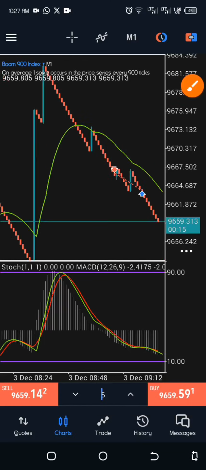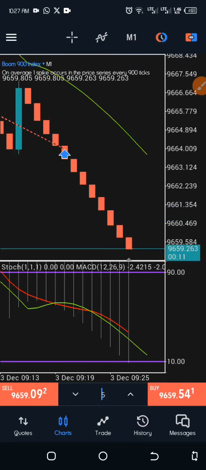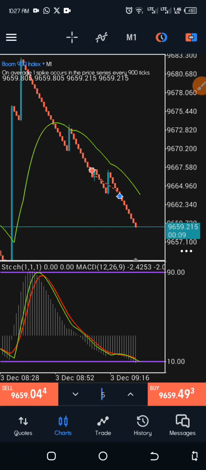And what can you see right here? You can see that the price eventually moved in our direction and was able to make money. It's very simple and very straightforward. Okay, so that's how we use the strategy to take a trade.